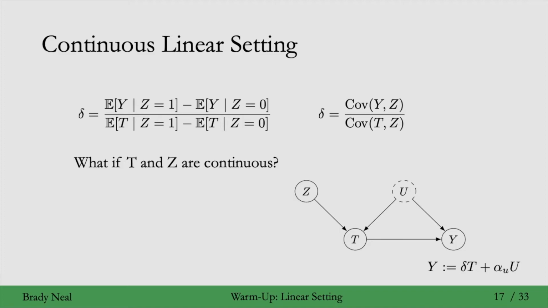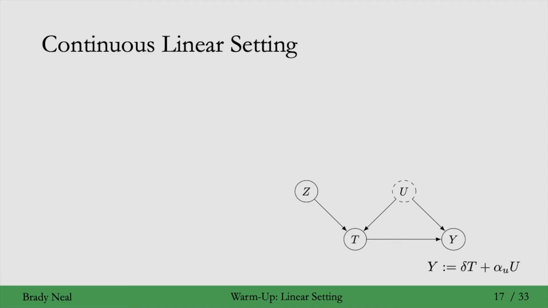So I put these two estimands next to each other. On the left-hand side, there's the one in the binary setting. On the right-hand side, there's the one in the continuous setting. I put these next to each other because they're very similar. You might think of the one on the right as the continuous analog of the one on the left. And we'll now actually derive the one on the right.